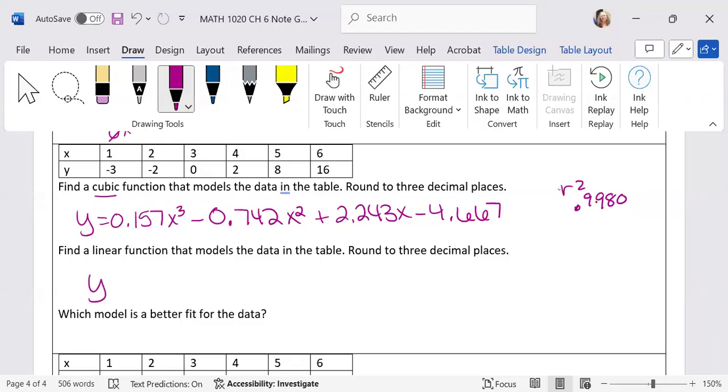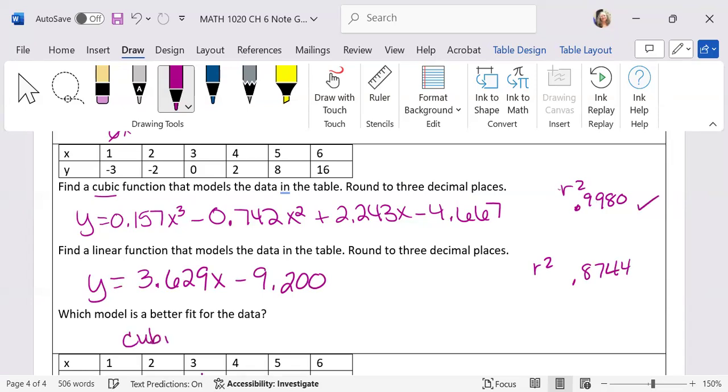All right, so y equals 3.629x minus 9.200. That R squared value was 0.8744. Since this one's bigger, the cubic is a better fit for the data.